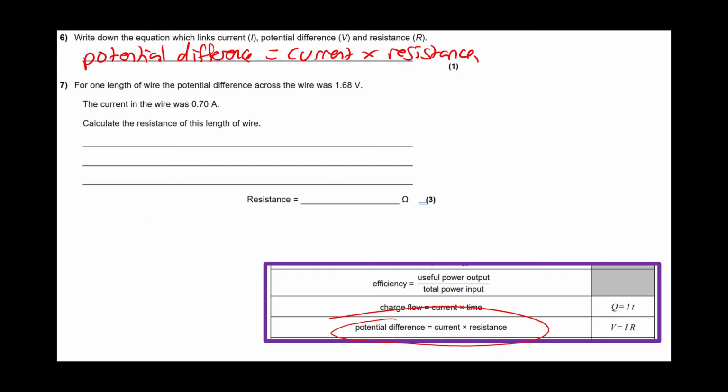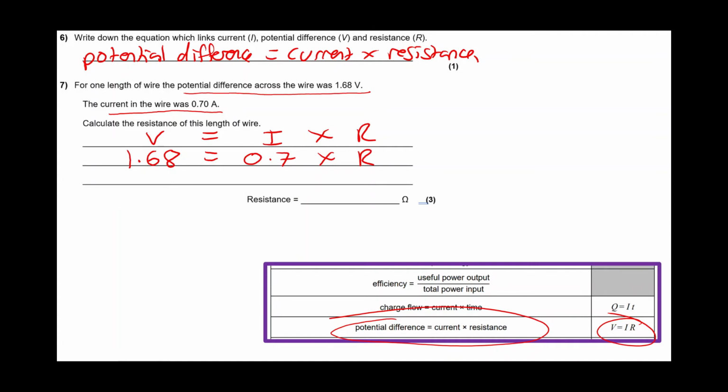So the next thing, now again, in the next part, we're going to use that equation. So at this point, I don't care about writing the full word, so I'm just going to write V equals I times by R, as you see it over here. I'm going to put the numbers in. My potential difference of 1.68. I'm not rearranging it yet. 1.68. My current, the current in amps is 0.7, and then the resistance is what I am trying to work out.